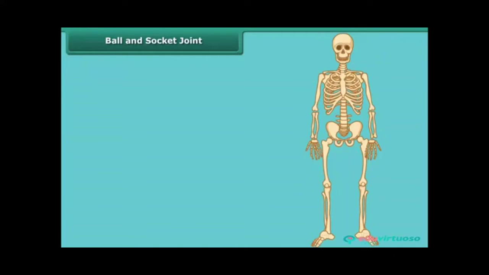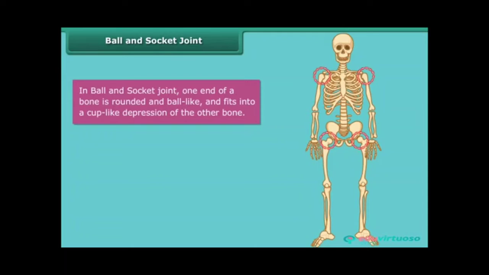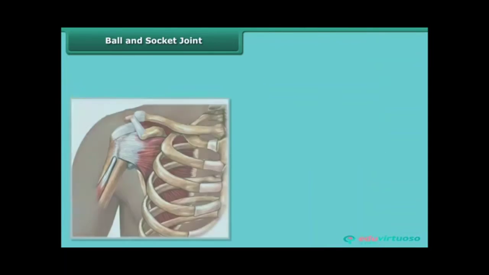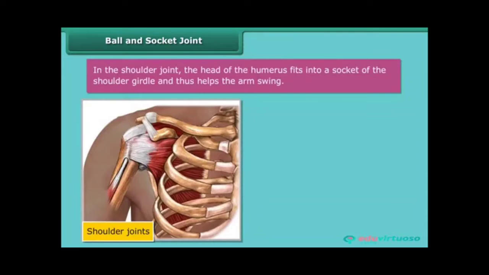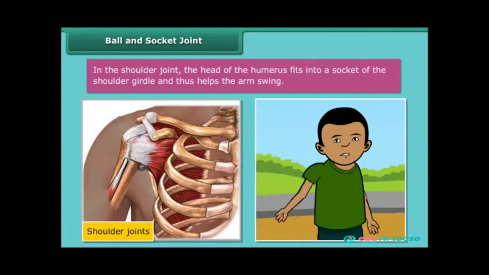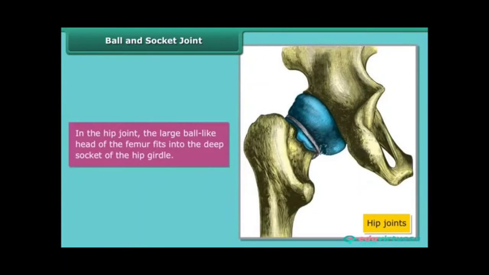Ball and socket joint. In ball and socket joint, one end of a bone is rounded and ball-like and fits into a cup-like depression of the other bone. It provides movement in any direction. Shoulder joints and hip joints are examples of ball and socket joint. In the shoulder joint, the head of the humerus fits into a socket of the shoulder girdle and thus helps in arm swing. In the hip joint, the large ball-like head of the femur fits into the deep socket of the hip girdle.